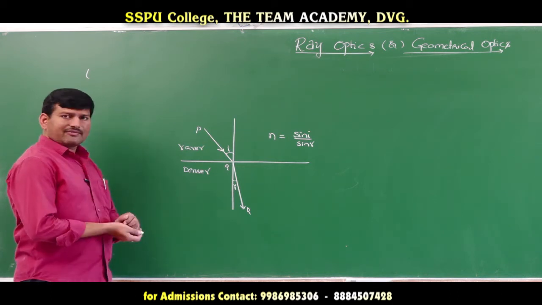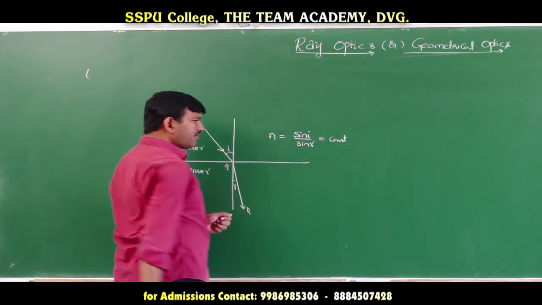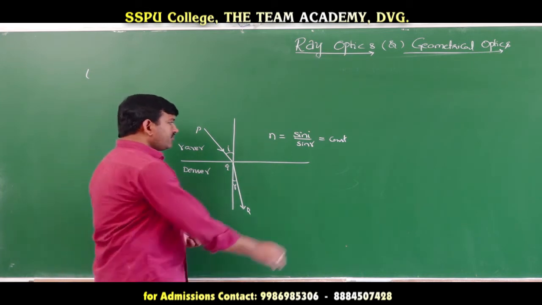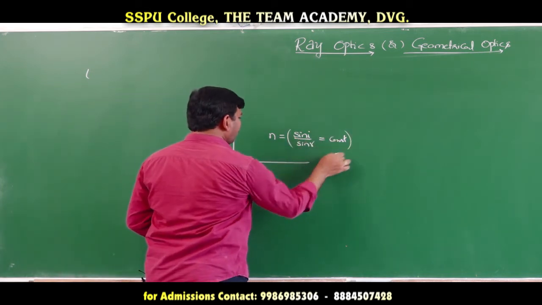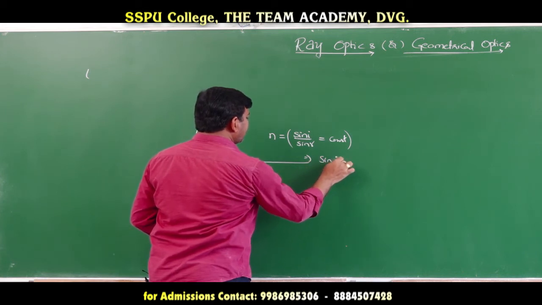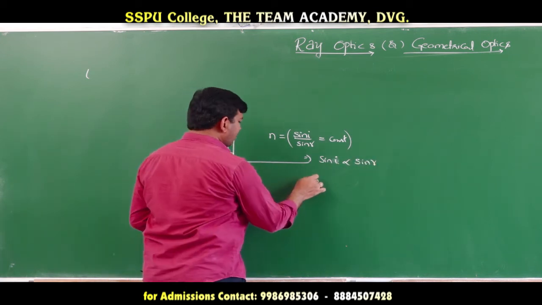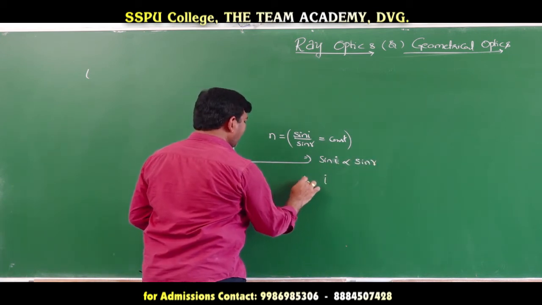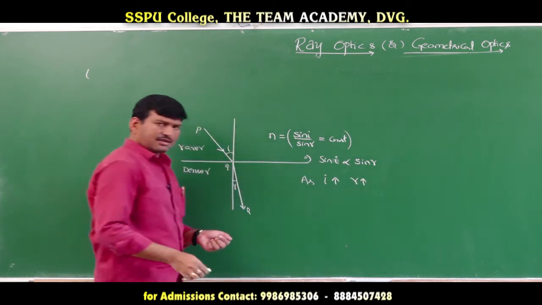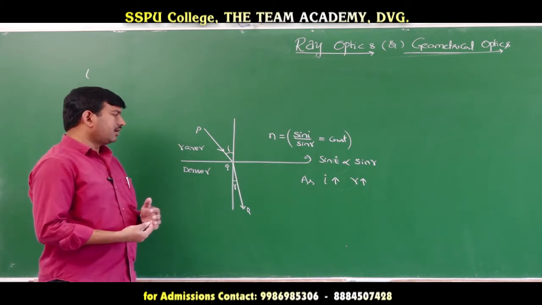If you observe it carefully, this is a constant, for a given pair of media and for a given wavelength of light. This ratio is noticed to be constant. If this ratio is constant, what can I say? Sin i is proportional to sin r. It is saying that as i increases, r also increases. That means with increase in the angle of incidence, the angle of refraction also increases.